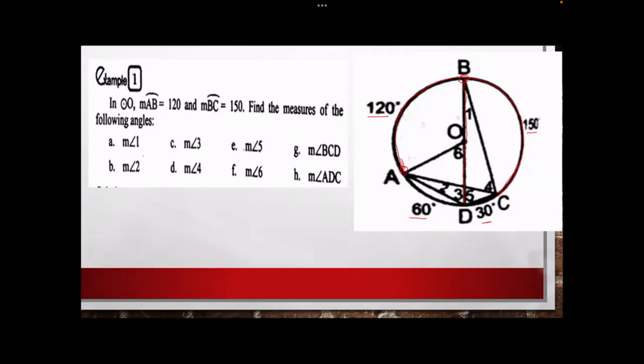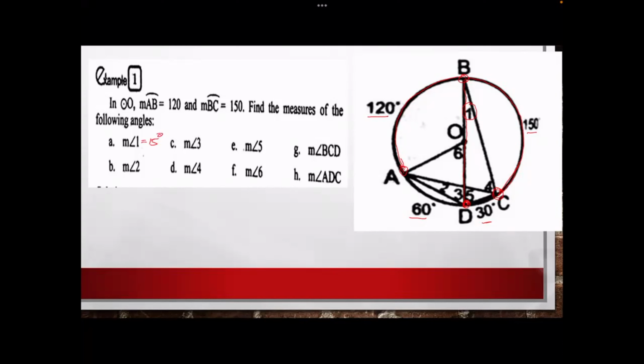Remember that. Now, let's identify the measure of angle 1. What is in front of angle 1? This is our angle 1, whose chord ends here at C and ends here at D. What is in front of it? That is a 30. What is the possible answer if your arc is 30 for angle 1? 15. Okay, so this is 15 degrees.